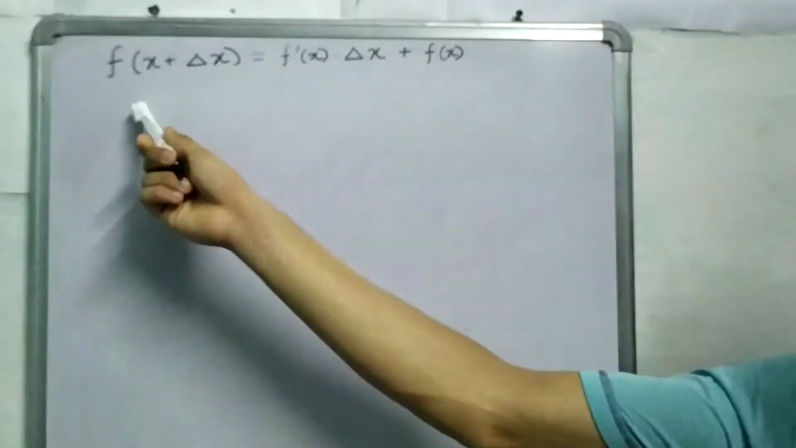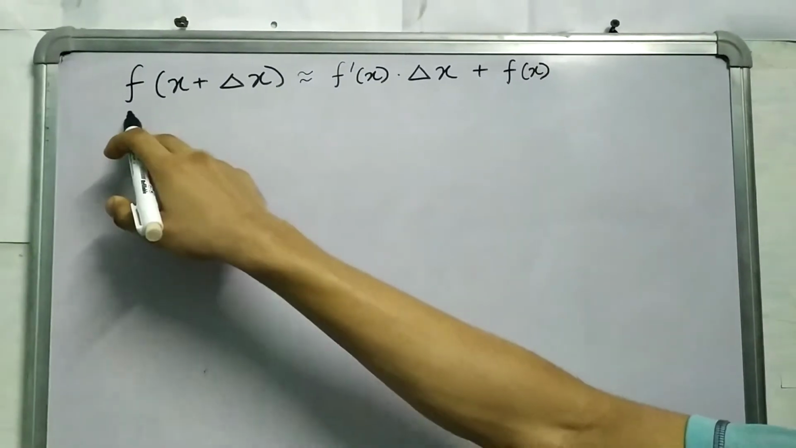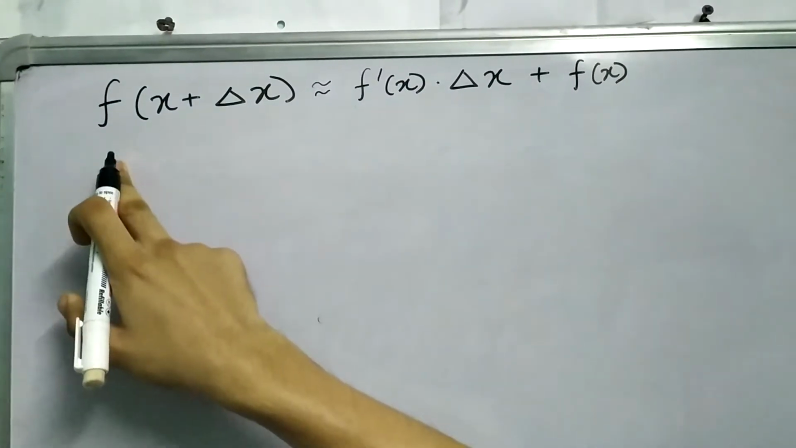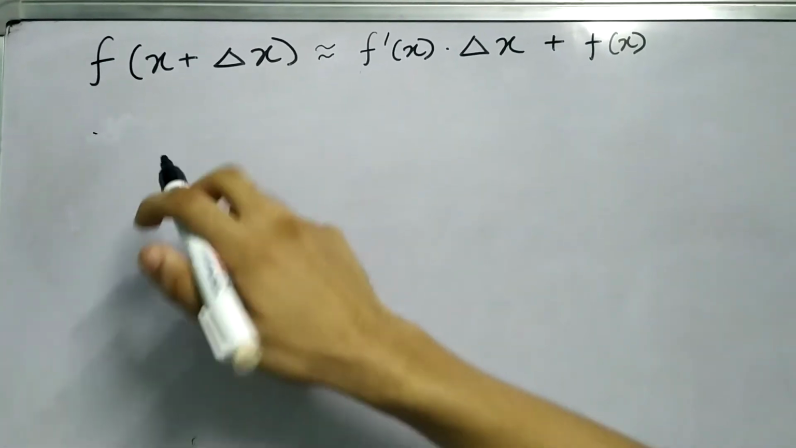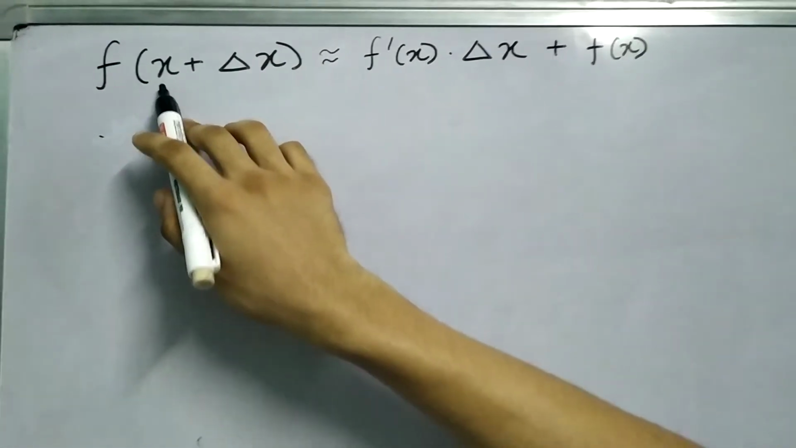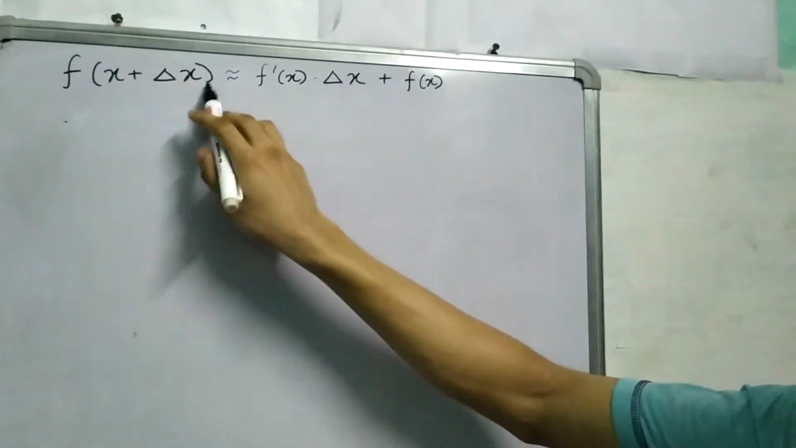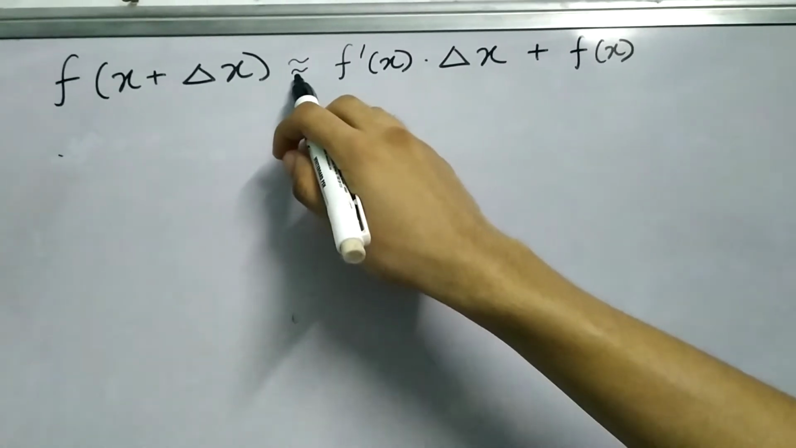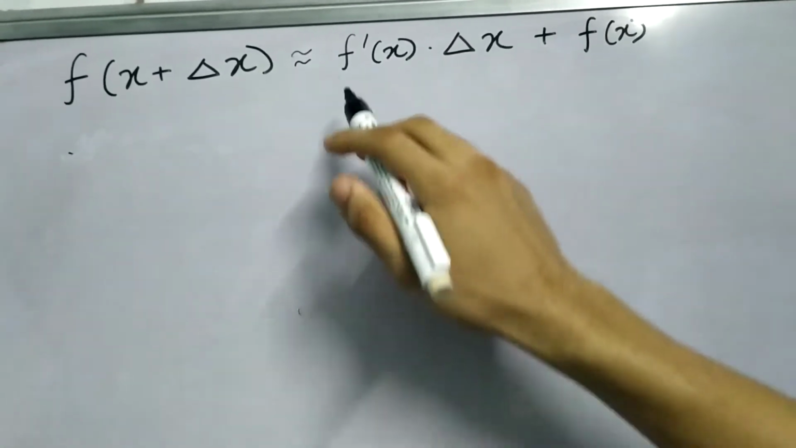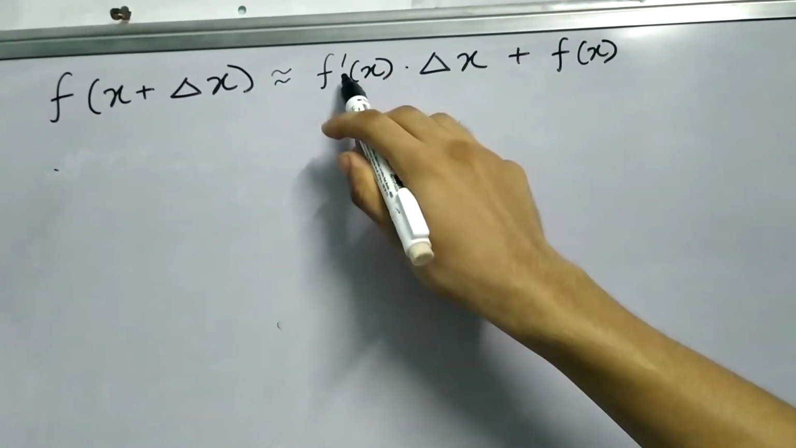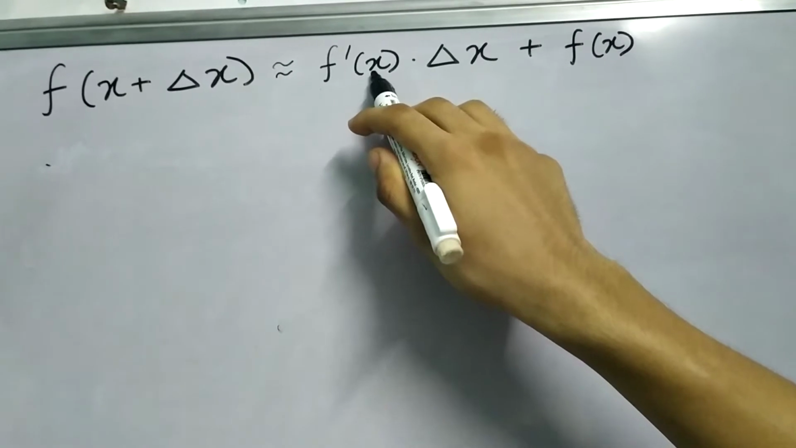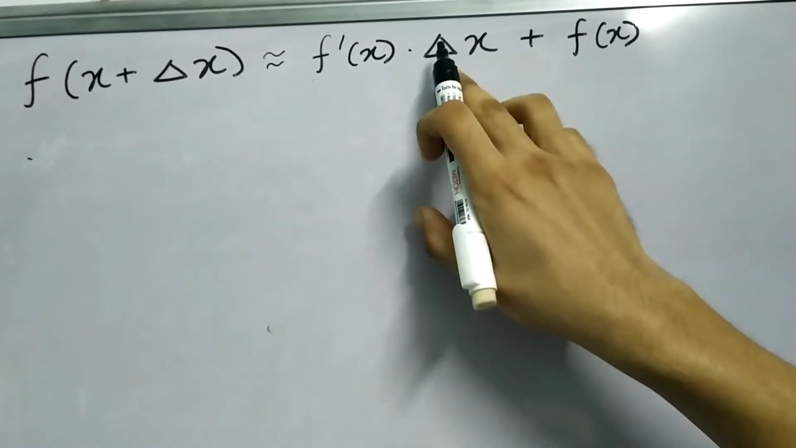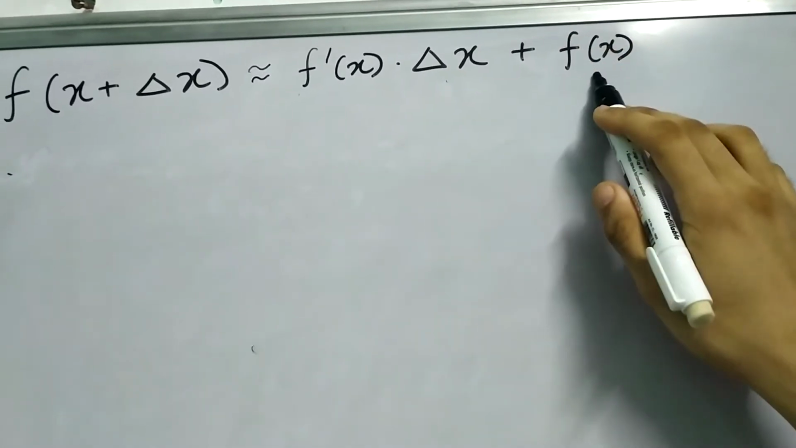So if you've been watching my calculus playlist, in the last video I taught you how to approximate your function. If this function is given, say x square, x cube, root x, anything, and you know the value of the function at some point, then what is the value of this function at x plus some change in x, that is delta x? It's approximately f prime of x, the derivative of your function evaluated at x, times your delta x, your change in x, plus your f of x.